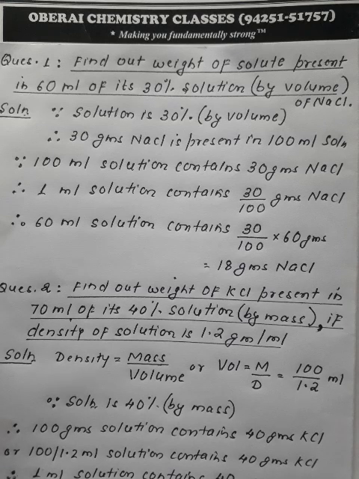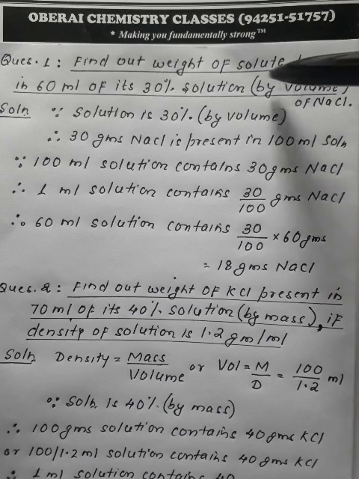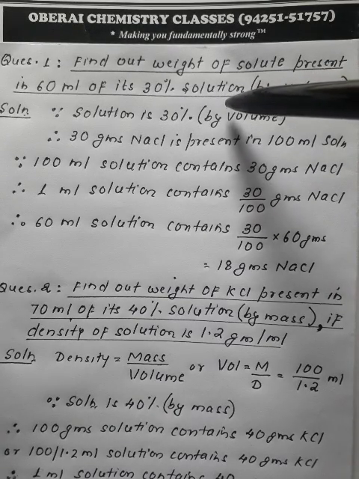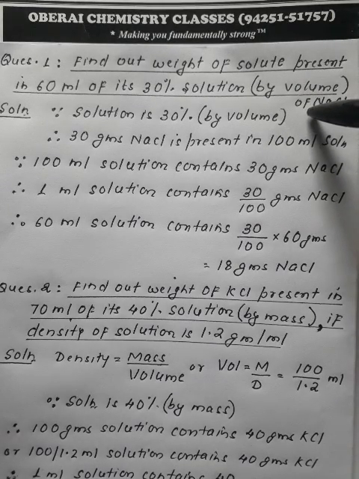So let us deal with an example based on mass percentage. Suppose the question is given: find out the weight of solute present in 60 ml of 30% solution by volume of NaCl. We have 60 ml of 30% NaCl solution by volume, and we need to calculate the weight of solute, that is, the weight of NaCl present in it.